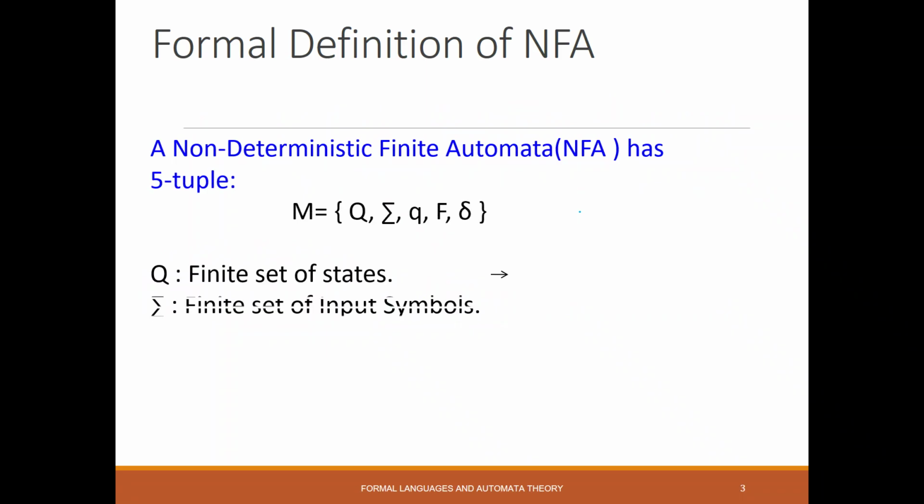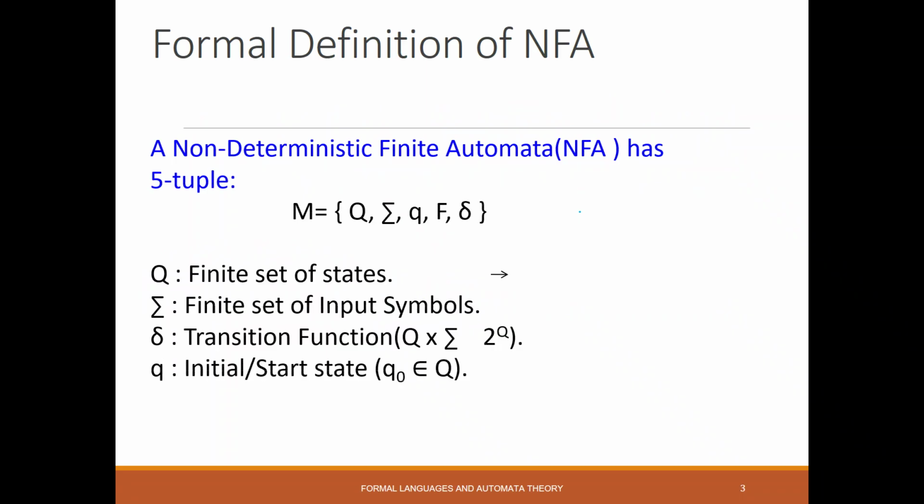Consider the 5 tuples, which are similar to a DFA. Q means the set of states. Sigma means the finite set of input symbols. The transition function means moving from one state to another, and what input we are using. All those things are defined as a transition function. Q0 is the initial or start state. F is the set of final or accepting states.